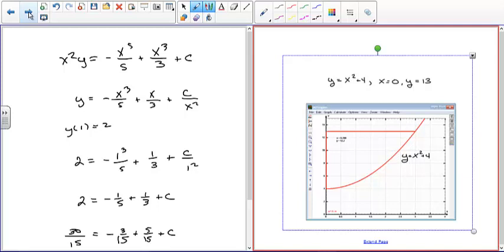Okay, so let's continue on here with the handout we were doing the other day. How far did we get? Did we get through the second part or just the first part? Just the first part. Okay.